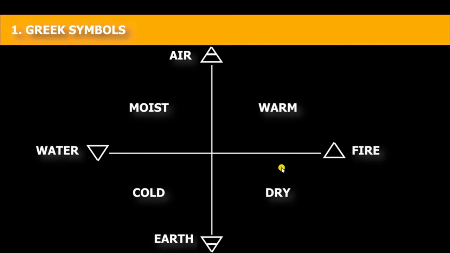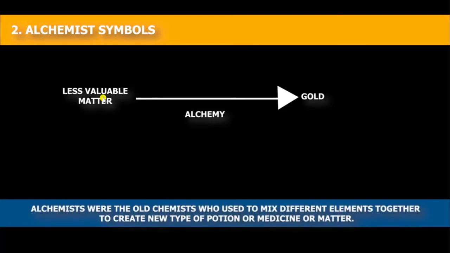Then the next symbols came, which were given by the alchemists. Who were the alchemists? Alchemists were the people who used different methods to transform less valuable matter into gold, and this process was known as alchemy. Alchemists were the old chemists who used to mix different elements together to create new types of potion or medicine or matter. They kept on trying and trying. In the previous videos also I have explained that they were fully concentrated on gold.